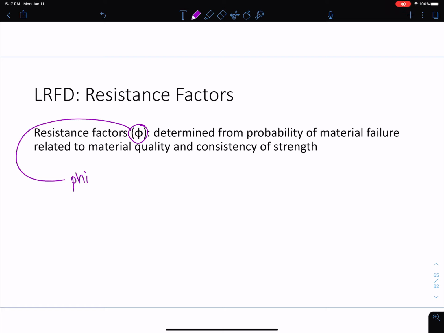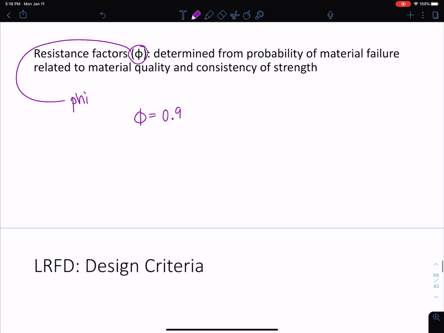And the reason for that is because we are not as confident in the behavior of concrete as we are in steel. Okay, concrete has a lot of variability in how it's mixed, how much water content there is, the gravel content, the coarse ratio, all of these different kinds of things. So our typical phi value for steel is 0.9, okay? And you'll find smaller values for concrete in terms of phi, okay?